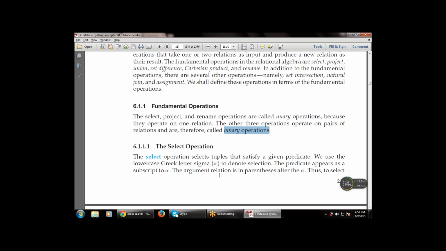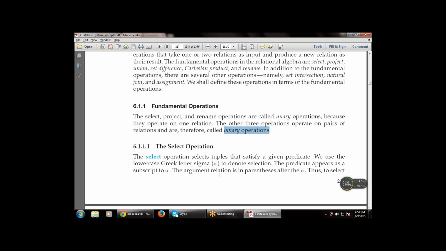Now let's start with the first and most important one, the select operation. This is a very important topic from the point of view of your assignment also, so please pay attention. A select operation selects tuples that satisfy a given predicate. How is it used? We use the lowercase Greek letter sigma to denote the selection.